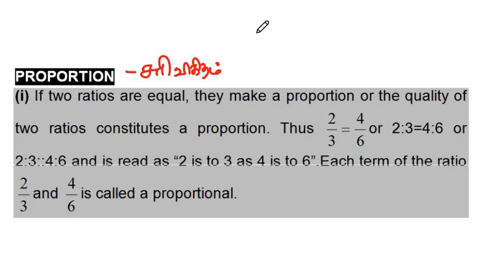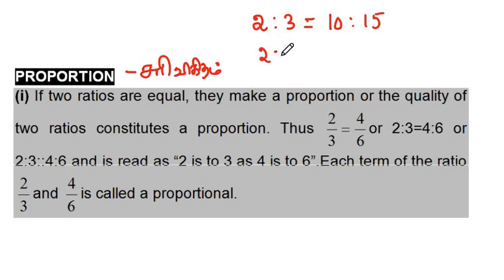When will you say that proportions, that is, two equal ratios can be equated. For example, 2 is to 3 and 10 is to 15 are equal. Why are they equal? If I multiply this by 5, I will get this one. If I divide this by 5, I will get this one. So therefore, these two are equal.